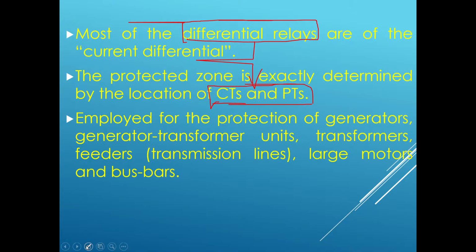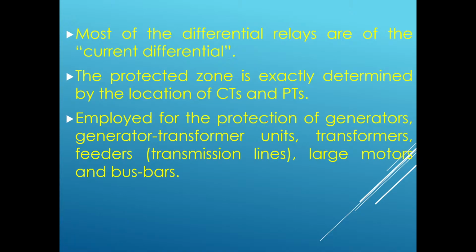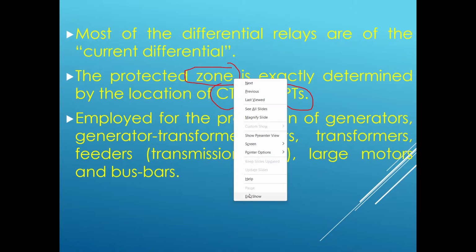So there will be a current transformer at the beginning of the location from where this relay has to protect, until the end of the section where this relay has to protect. So the zone which has to be protected by this differential relay starts with a CT and ends with a CT, or starts with a PT and ends with a PT. Okay. So the boundaries of this differential protection relay are all set by these CTs or PTs.